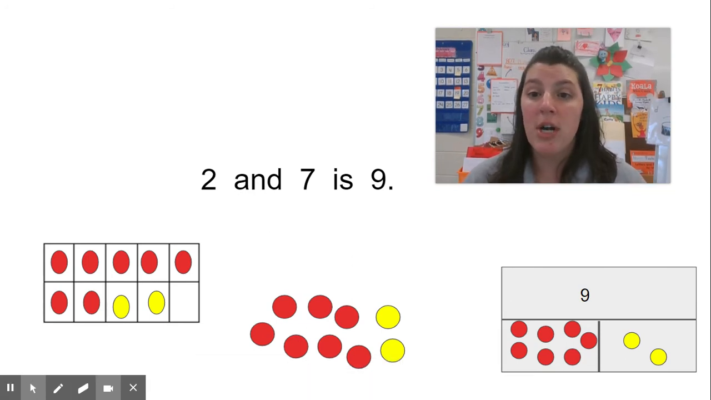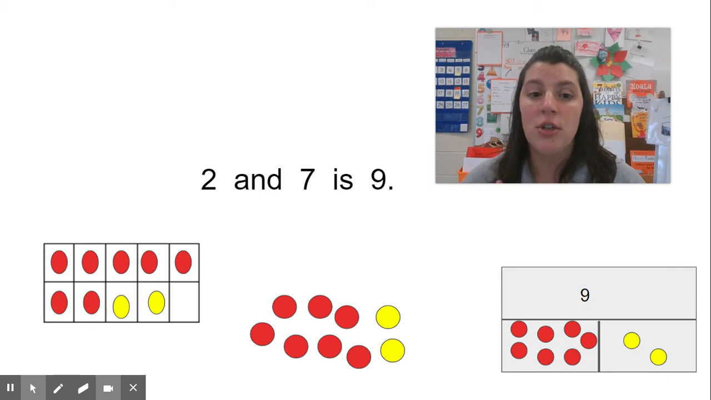So I have one more job for you. One of these ways or two of these ways are probably things that you do all the time. Maybe you always use your counters, or you always use a 10 frame, or you always write the numbers. But there might be a way that's a little bit different or new for you. I want you to choose one of these ways of thinking, of organizing your thinking, and use it to show me a different combination of 9.